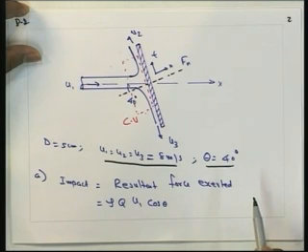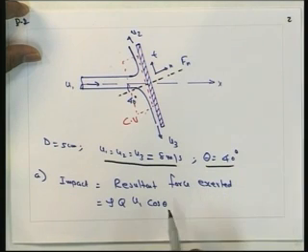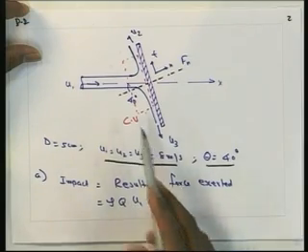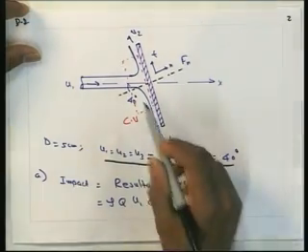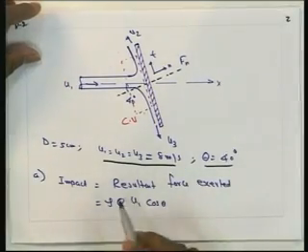From the previous expression which we have derived, the impact of the jet is obtained as the resultant force exerted, that is equal to rho Q into U1 cos theta, where rho is the density of the fluid, Q is the discharge of the jet, and U1 is the velocity at angle theta. So the impact of the jet is equal to rho Q into U1 cos theta.